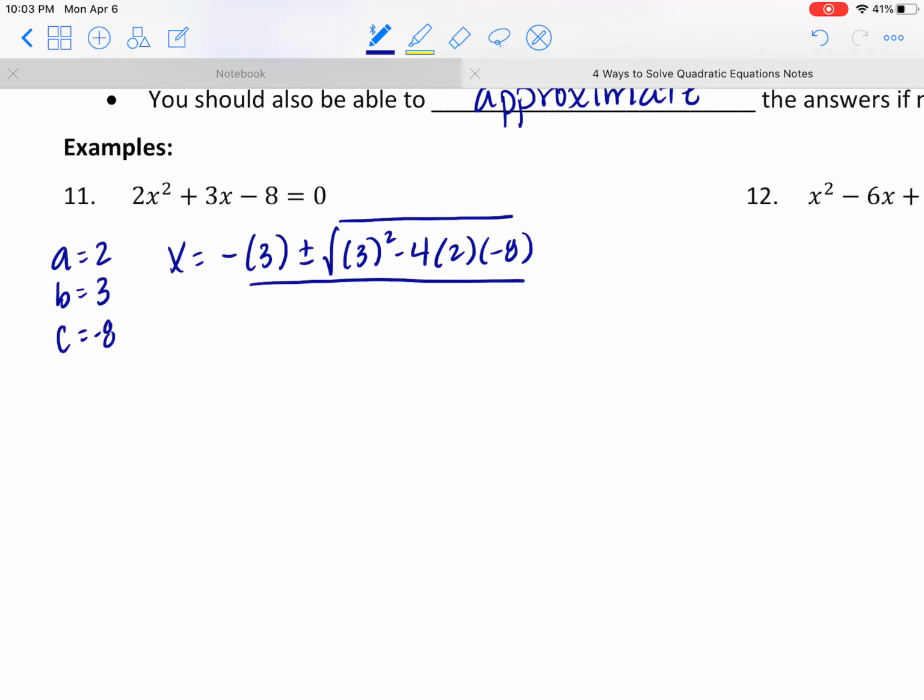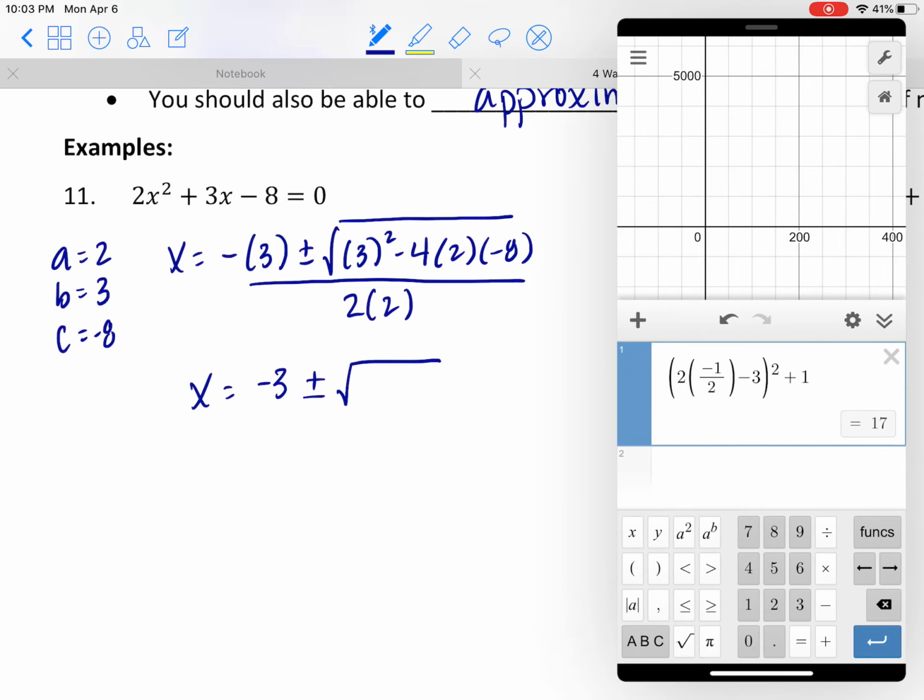So x is going to equal the negative of b, plus or minus the square root of b squared minus 4 times a times c. That all gets divided by 2 times a. And so now let's clean this up. So a negative times the 3 is a negative 3, plus or minus, under the square root, let's get one number there.